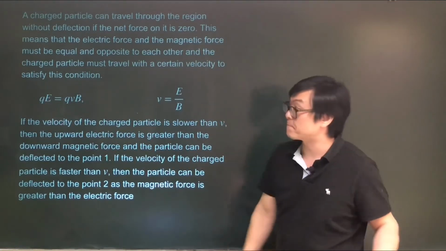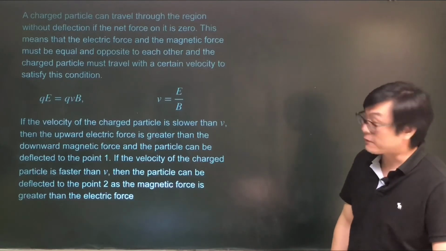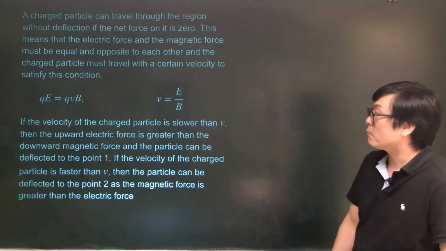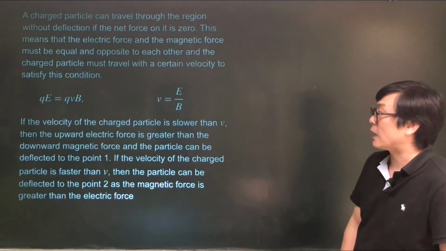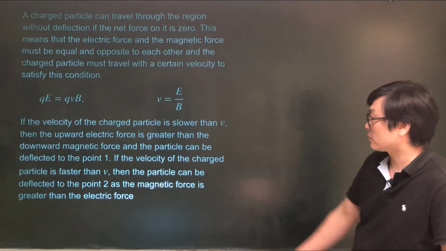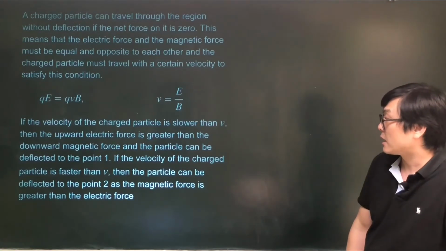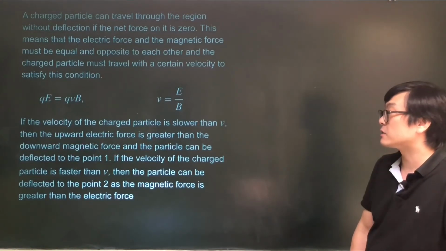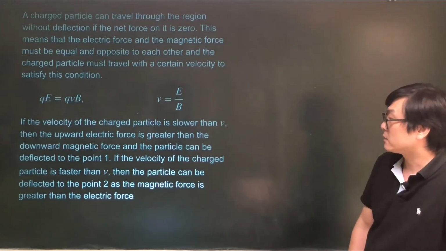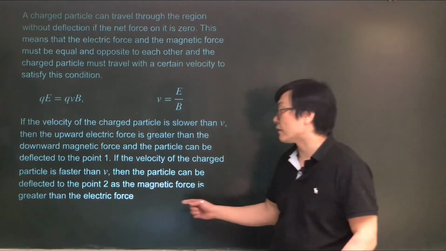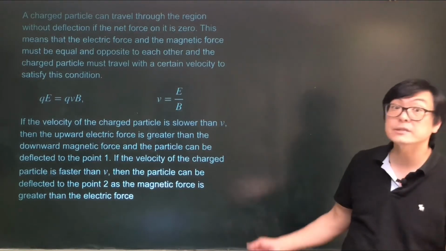If the velocity of the charged particle is slower than V, then the upward electric force is greater than the downward magnetic force, and the particle will be deflected to 0.1. If the velocity of the charged particle is faster than V, then the particle will be deflected to 0.2 as the magnetic force is greater than the electric force. This is just an example.